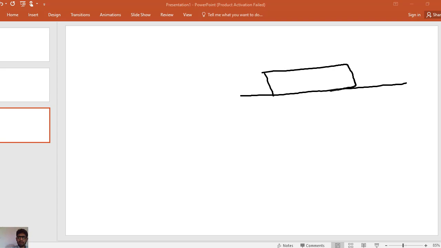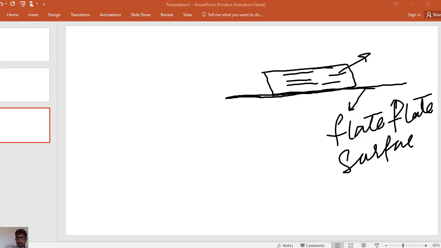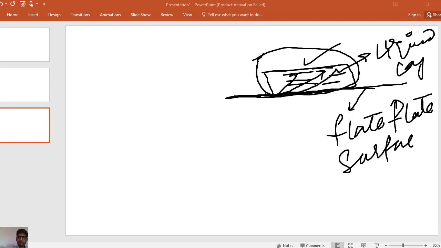Suppose this is a plate, and this is a stationary liquid film which is on the plate. This is the plate surface. This is the stationary liquid layer. So if mass is diffusing in this stationary layer, if the concentration is changing in this stationary liquid layer, then the Nernst film theory will be used for this case.